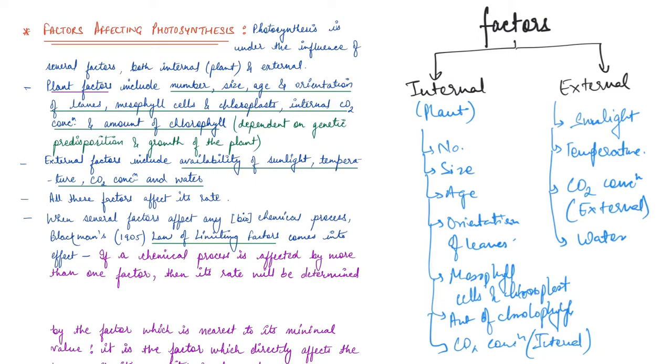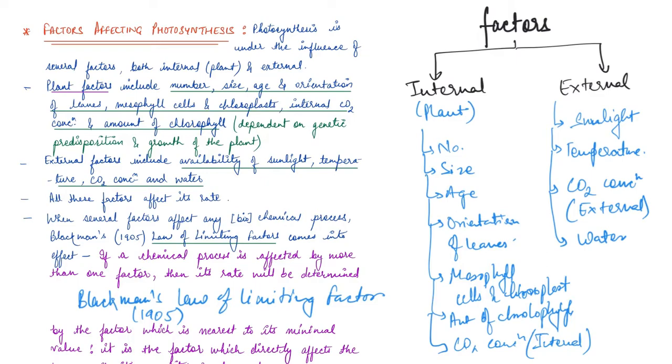So basically, when several factors affect any biochemical process, Blackman's law of limiting factor, which was given in 1905, comes into effect. Now, what does this law state? This law states that if a chemical process is affected by more than one factor, then its rate will be determined by the factor which is nearest to its minimal value. So basically, it is the factor which directly affects the process if its quantity is changed.